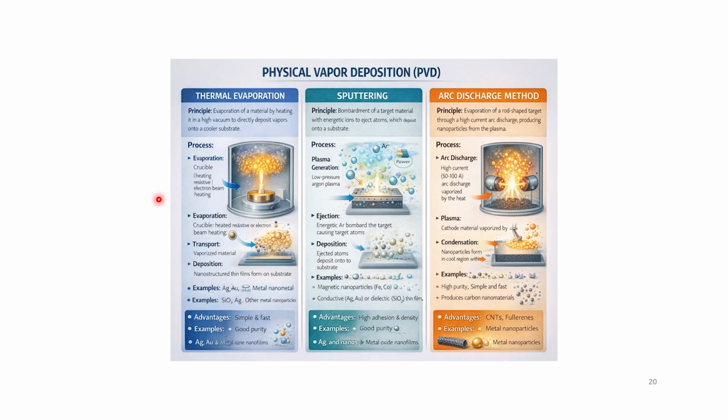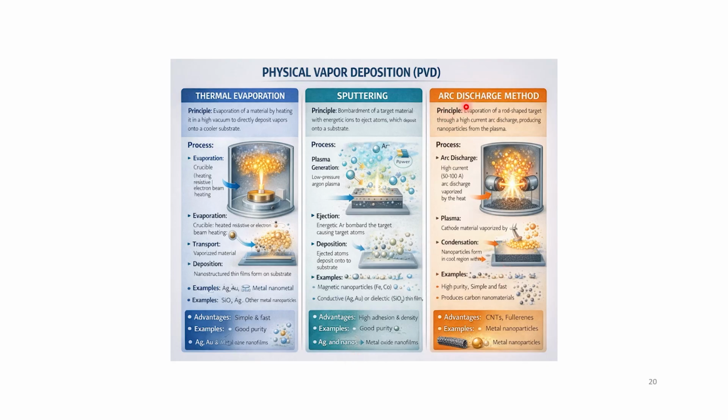So examples and advantages. The advantage of thermal evaporation is that it is a simple and fast method. Examples are that silver, gold and metal oxide nanofilms are made by thermal evaporation. The advantages of sputtering are high adhesion and good purity, and examples are silver and metal oxide nanofilms.